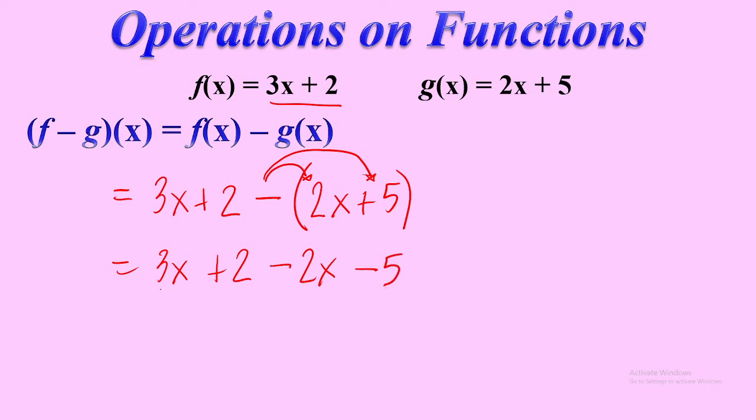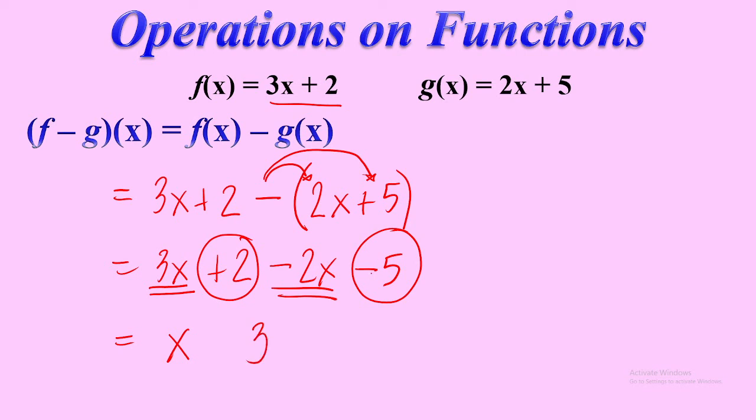And as you can see, 3x and negative 2x will give us x. Positive 2 and negative 5, since they have unlike signs, you do subtraction. That's 3. Then, you copy the sign of the number having the bigger absolute value. The bigger number is 5. The sign is negative, negative 3. So x minus 3 is the difference of the two functions.